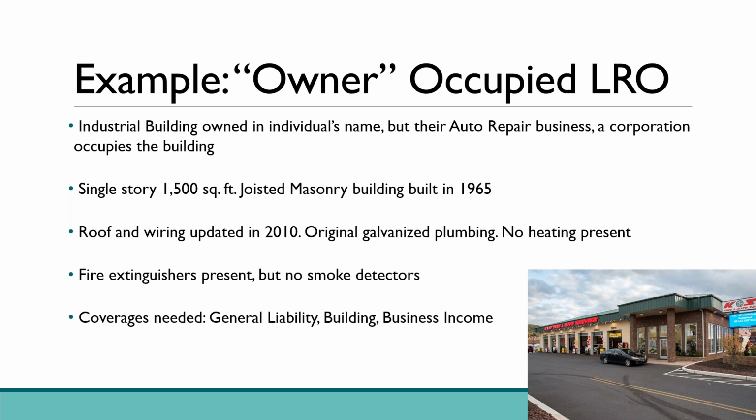With most carriers, galvanized plumbing is either prohibited, or if we can't offer a quote, it's going to be on basic ACV. So had this building been completely updated, roof, wiring, and plumbing, since the heating's not present, we won't take that into consideration. With the galvanized, even with the updates, it sounds like they would qualify for special form. But because of the galvanized plumbing, they only qualify for basic ACV, or some carriers will pass on the risk altogether because they don't like that plumbing.